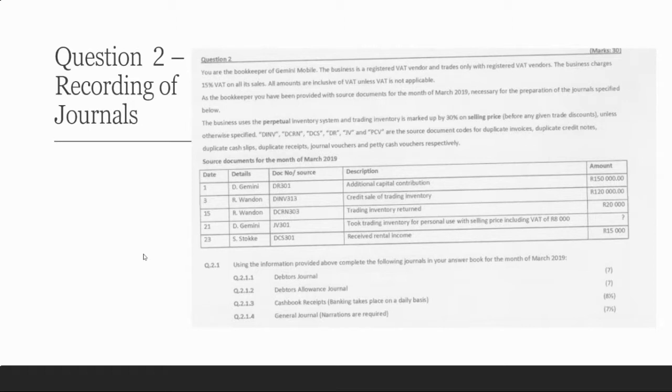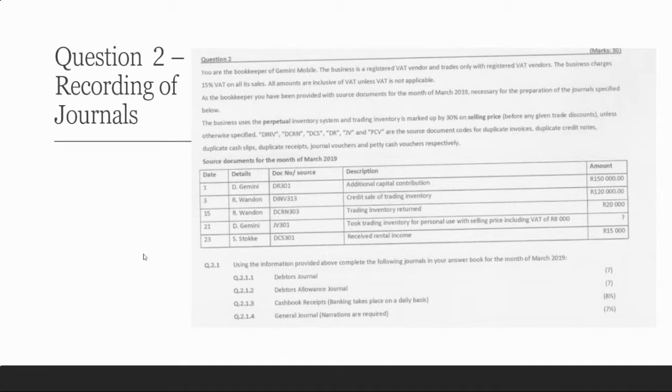Okay, now what was important to see is that your business is registered for VAT, so VAT would be applicable when you do the journals. VAT is 15%, and then they tell you we are using the perpetual inventory system, so you would expect to see an inventory column in your journals, or you would have to use inventory in your general ledger depending on what was asked, and your markup is 30% on selling price.